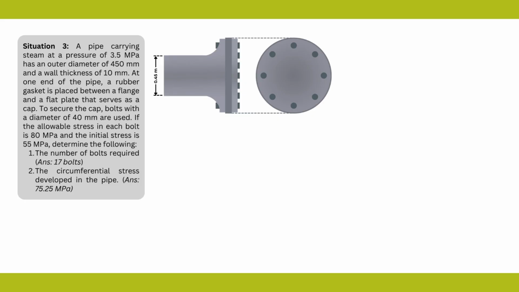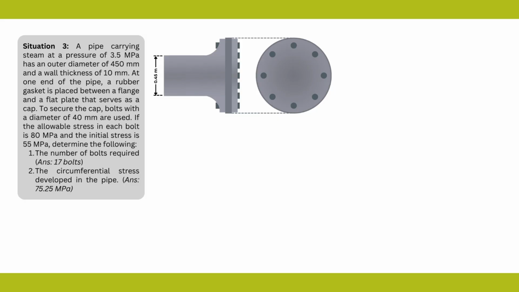If the allowable stress in each bolt is 80 megapascals and the initial stress is 55 megapascals, we are to determine the following: the number of bolts required and the circumferential stress developed in the pipe.